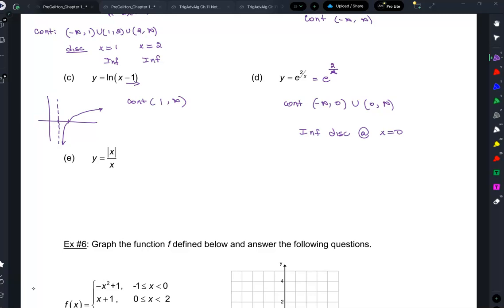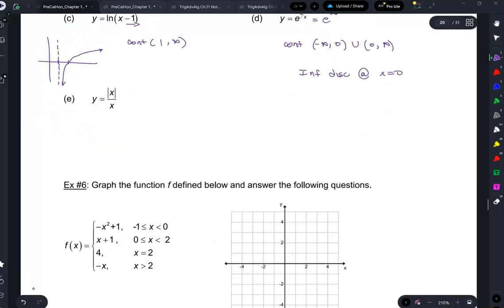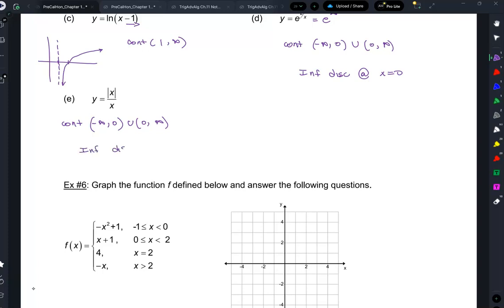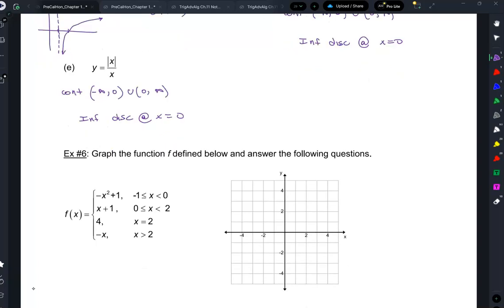Okay. So what about here? Is this continuous everywhere? No, 0, it's not, right? So this is continuous from negative infinity to 0, 0 to infinity. And is it infinite, removable, what? Infinite discontinuity at x equals 0.